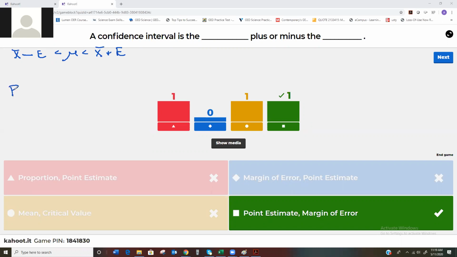And then if you're doing proportion, you start with your P hat, and you subtract the margin of error to try to estimate that proportion of the population, and then you add. So you either have an X bar or a P hat, which is your point estimate, your sample average or your sample proportion, and then you subtract and add the margin of error. So that's what that was kind of trying to get at.